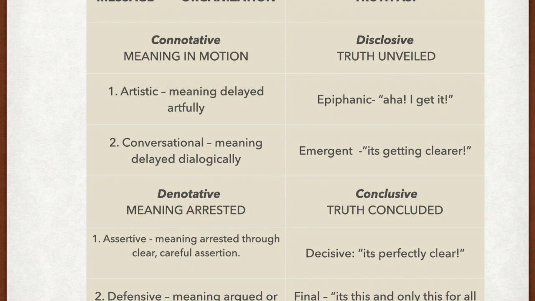And then on the denotative style, where meaning is arrested and truth is concluded, the assertive style, we see meaning arrested through clear, careful assertion, and defensive style, meaning is argued and defended. And in the congregation, where over time we're saying truth is decisive, it's perfectly clear, or it's final, it's this and only this for all time. So those are fairly hyperbolic statements, just to make the point. But these are the basic ways in which we can begin to see how, in fact, meaning is organized within sermons, or what I call the semantic code.